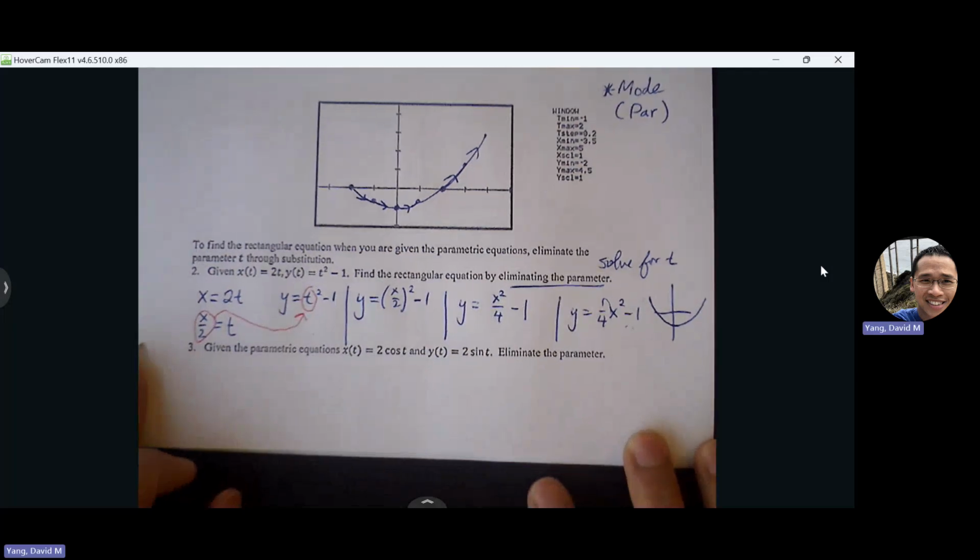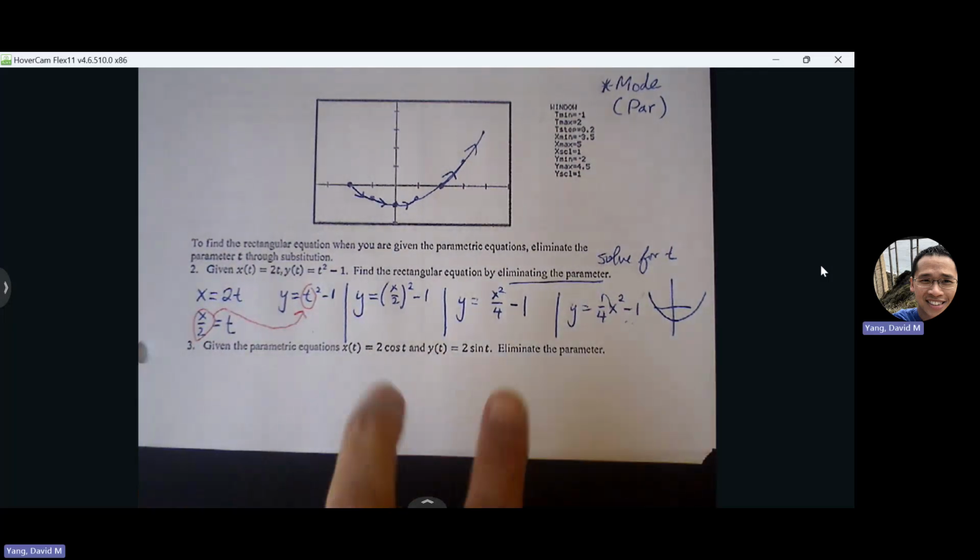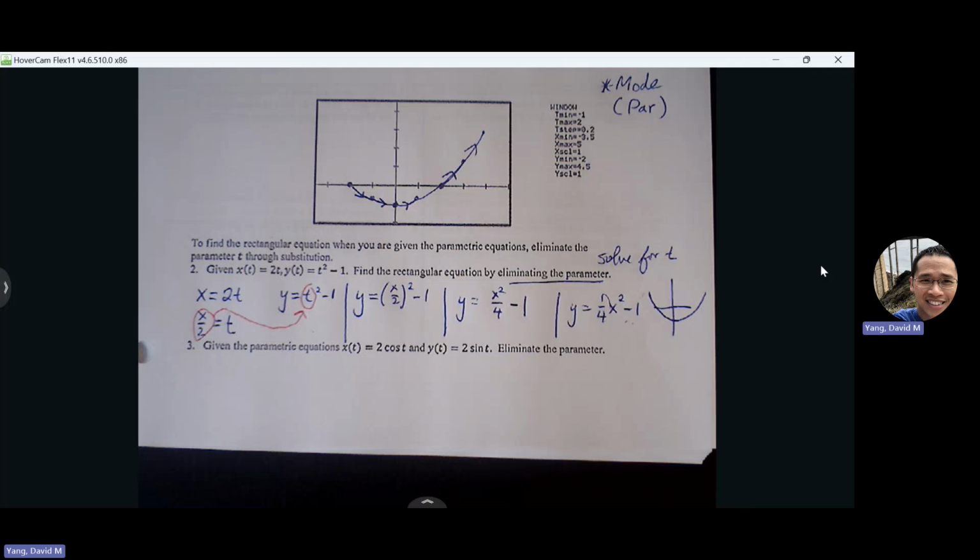Okay, number 3, same idea here. We're just trying to eliminate the t and trying to get this in terms of just x and y.